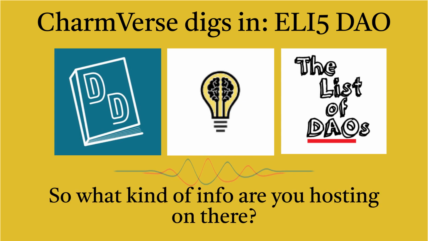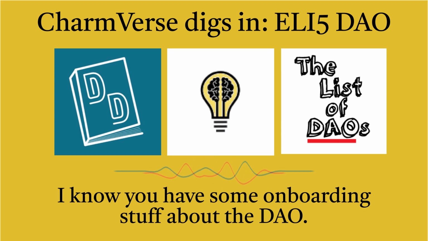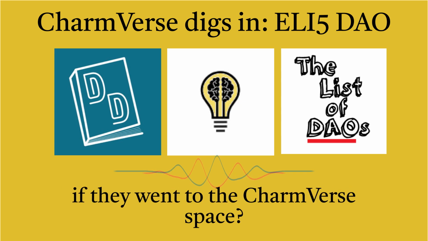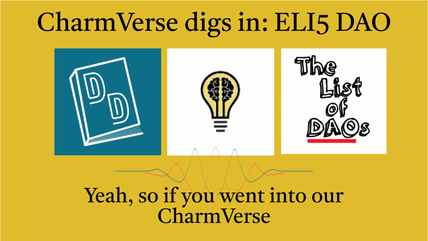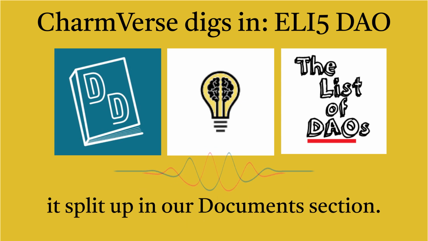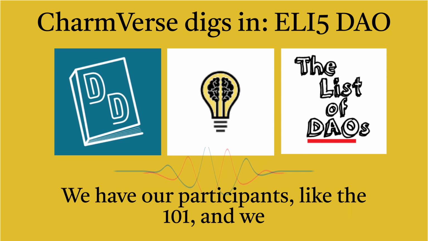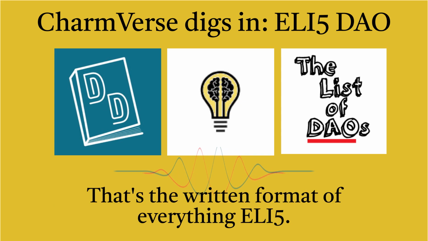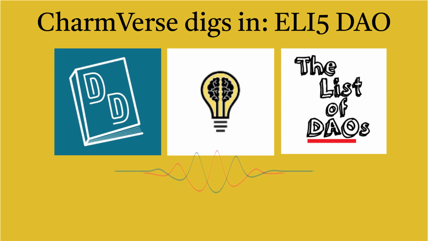So what kind of info are you hosting on there? I know you have some onboarding stuff about the DAO. What other kind of stuff would they see if they went to the CharmVerse space? Yeah, if you went into our CharmVerse space, you'll see we have it split up. In our documents section, we have our participants 101, and we have a light paper on there as well. That's the written format of everything, ELI5.